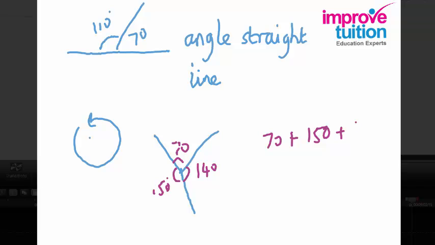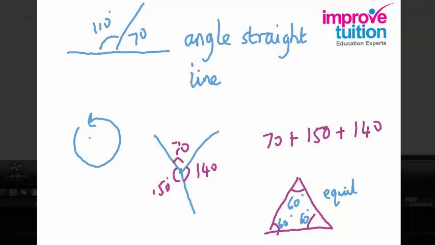Another important point to remember is that angles inside a triangle will always equal 180 degrees. So if you've got an equilateral triangle, all the angles will be the same. All three angles will each be 60 degrees, which means that the first one, add the second one, add the third one, will all add up to 180 degrees. 60 plus 60, plus another 60, three 60s add up to 180 degrees.